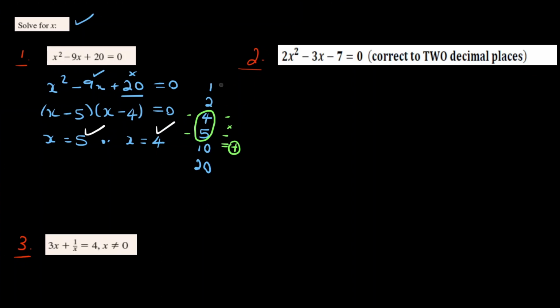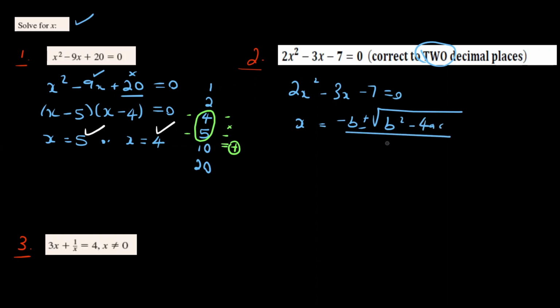Let's move on to the next question, which is 2x squared minus 3x minus 7 is equal to 0. We're told to give the answer correct to 2 decimal places. This is always a hint that we have to use the famous quadratic formula. The quadratic formula says x is equal to minus b plus or minus the square root of b squared minus 4ac, everything divided by 2a.